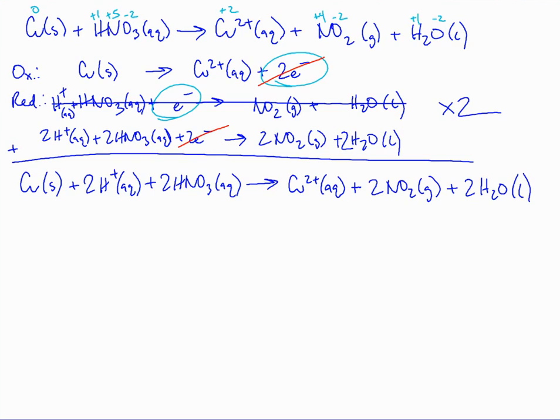My habit is just to verify that it's actually balanced. 1 copper to 1 copper, 4 hydrogens, 4 hydrogens, 2 nitrogens, 2 nitrogens, 6 oxygens, there's 4, there's 6. So this is a completed balanced redox reaction. Time to stop.